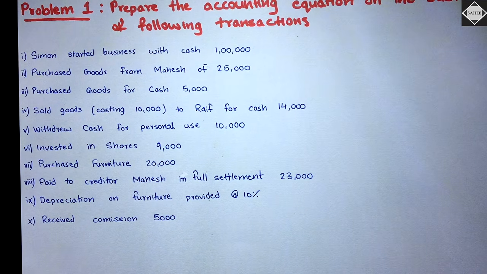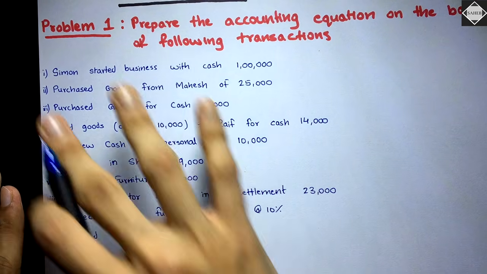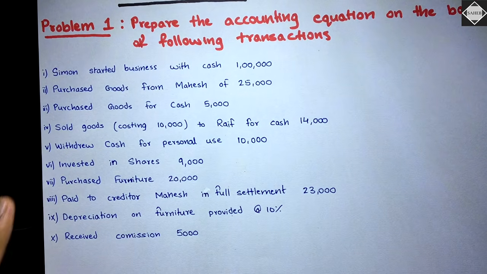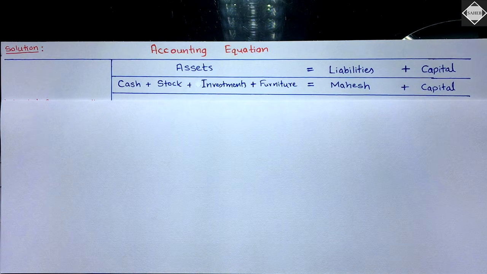Is that okay? Fine. So this was a summary, a basic analysis of these 10 transactions. Now let's see how it will be presented in that accounting equation format. Now see here we have the solution. Let's understand how to do this. It's very simple. You have already seen the analysis of the question, so everything is finished for you.